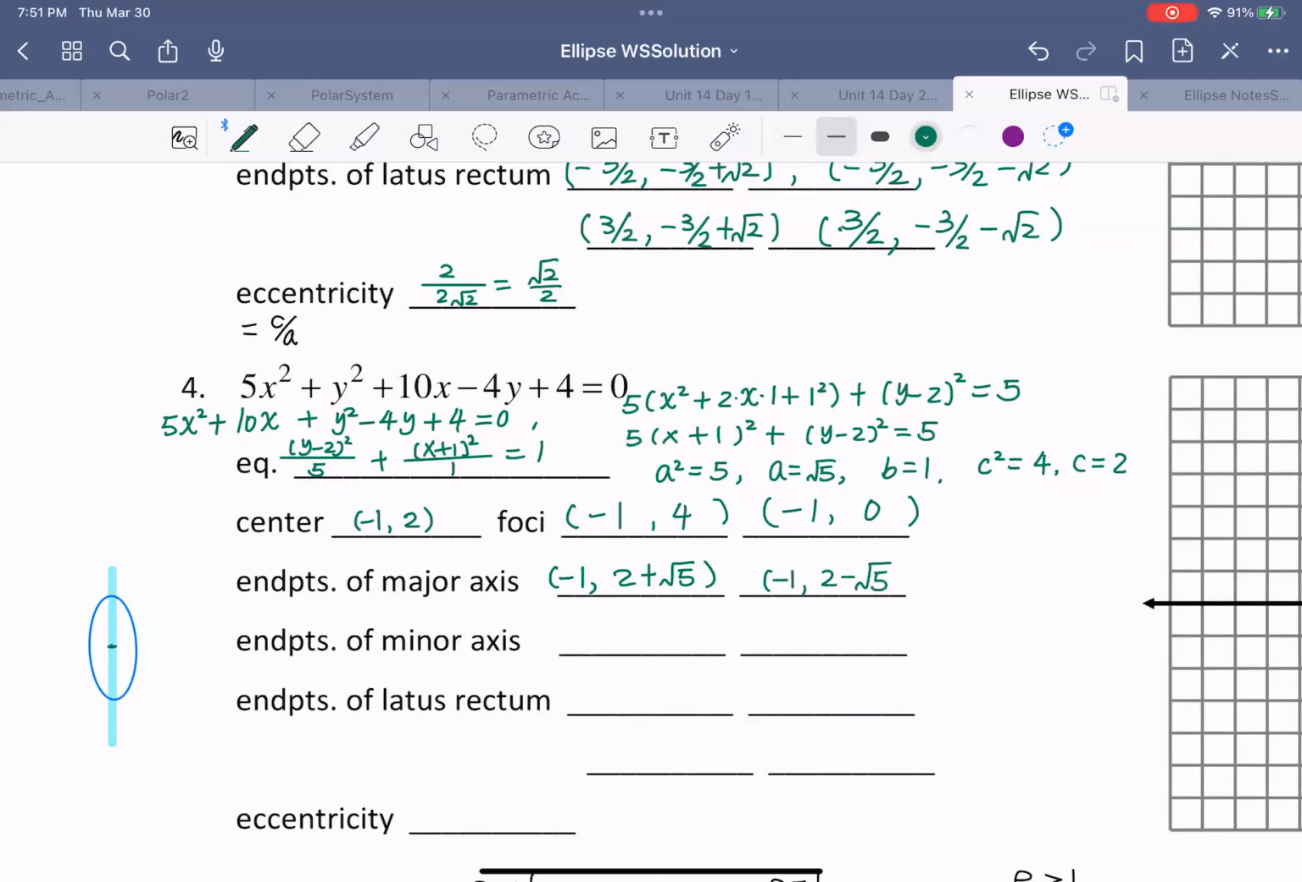Make sense? Yeah. Okay. Last one here, minor. If you go left by B, go right by B, go. It's -1 minus 1, so it's negative 2. And then it's 0, 2.